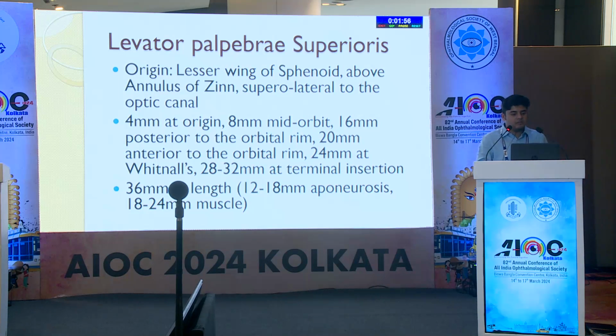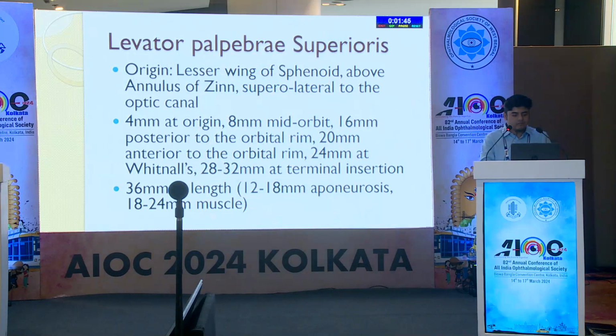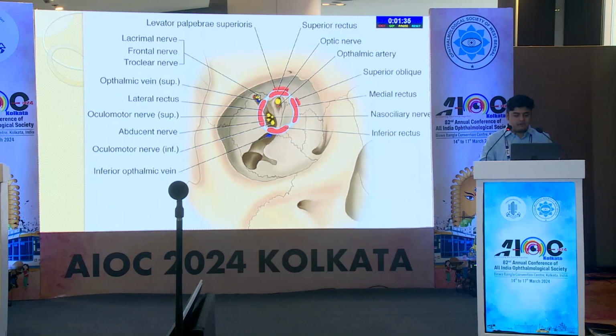Now, the most important muscle for the eyelid, the levator palpebrae superioris, originates from the lesser wing of the sphenoid above the annulus of Zinn and superolateral to the optic canal, as we can see in this diagram. It is 4 millimeter in origin, 8 millimeter in the mid-orbit, and gradually fans outwards. It is 36 millimeter in length, divided between aponeurosis and the muscle, 1/3 and 2/3 respectively.